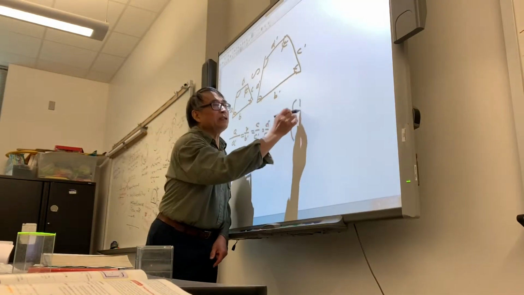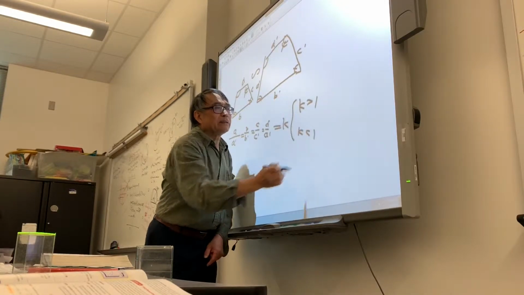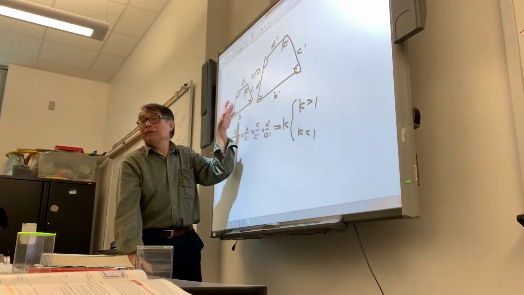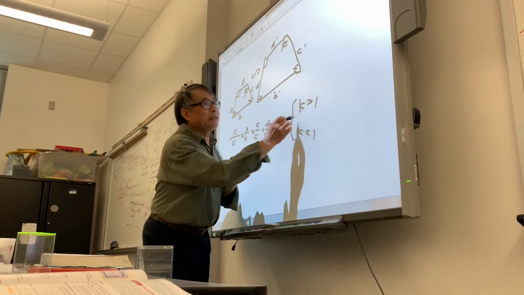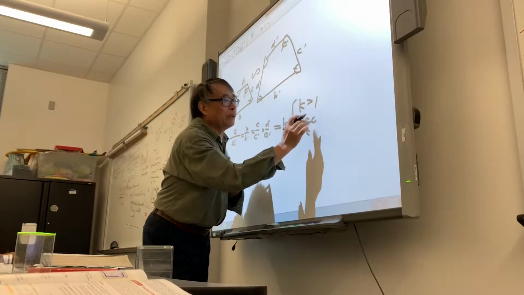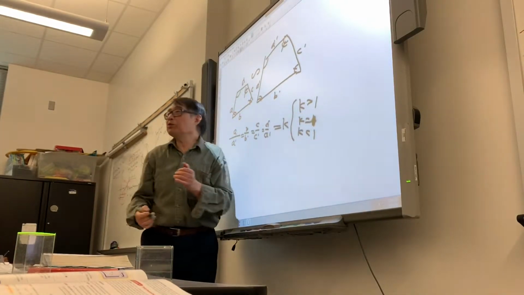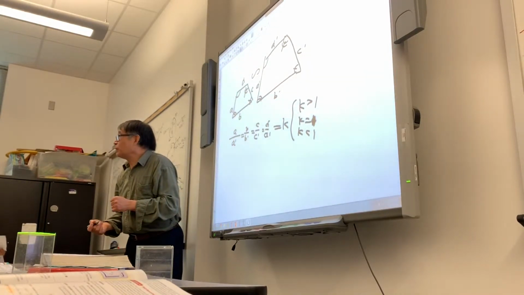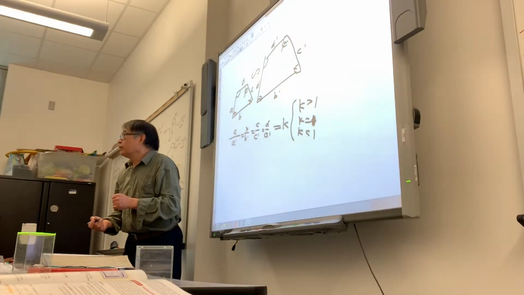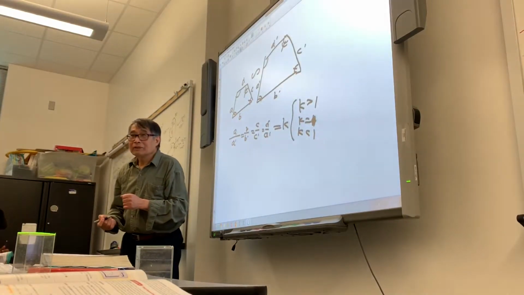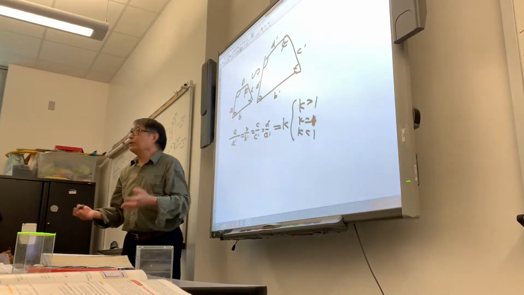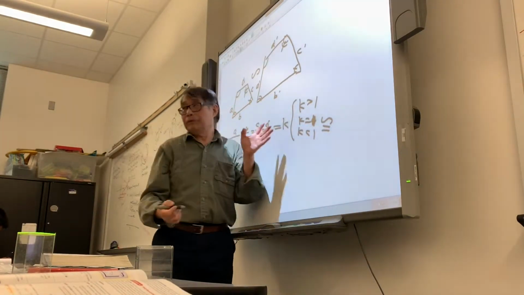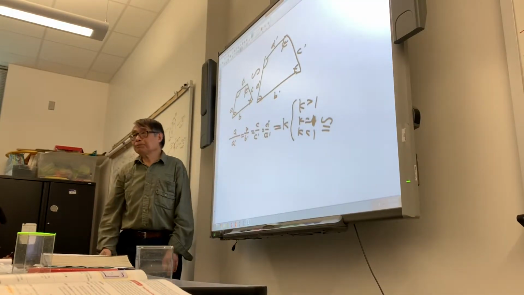If K is greater than 1, first one is bigger. If K is less than 1, the first one is smaller. How about K equals 1? If K equals 1 means what? Two figures are what? They are congruent. Yes, they are congruent. Two figures are congruent.